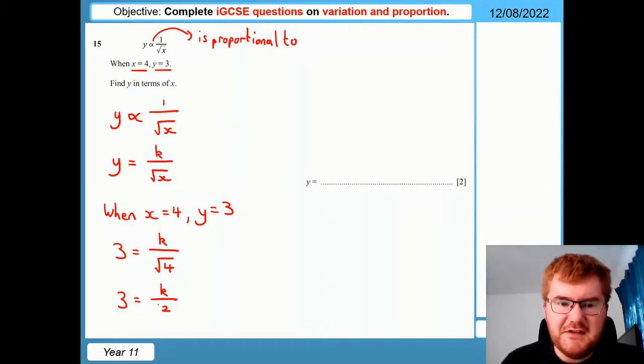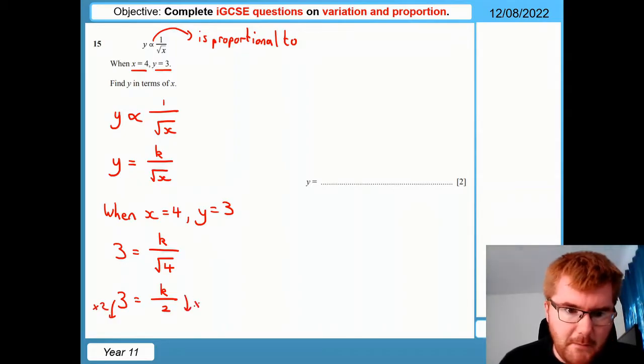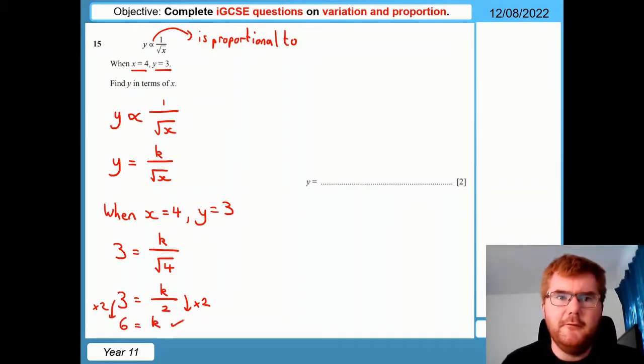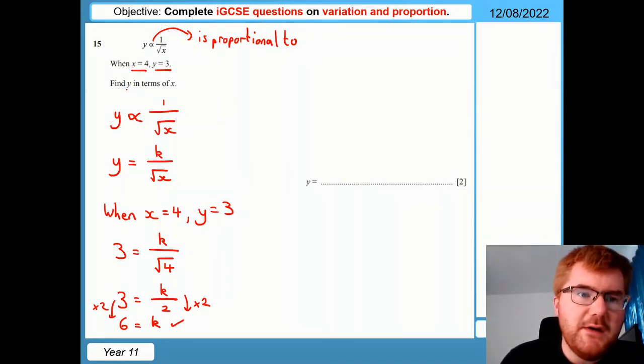And then we want the k on its own. So what's the opposite of dividing by 2? Well, we want to times by 2 on both sides. 3 times 2 is equal to 6. And that gives us the value of k that we're looking for. Now, we haven't finished the question at this point. That's really important. We now need to write y in terms of x.